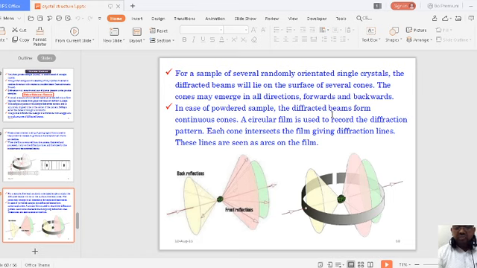In the case of a powdered sample, the diffracted beam forms a continuous cone. You can see the formation of the cone here. This is the cone. There is a diffracted back reflection and the front reflection.